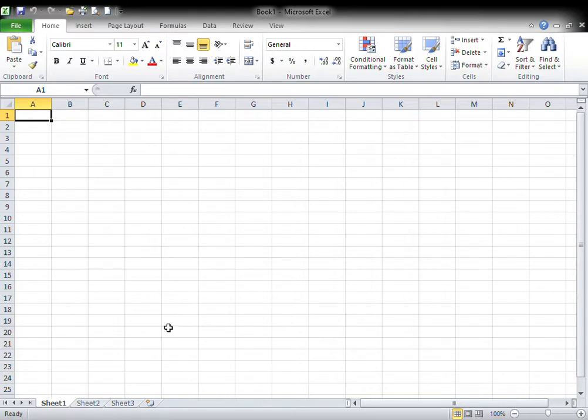I'm going to do a quick demonstration of how to use Excel to solve problems for the time value of money. Excel is a very powerful tool, and you can solve all of the problems with time value of money using Excel.